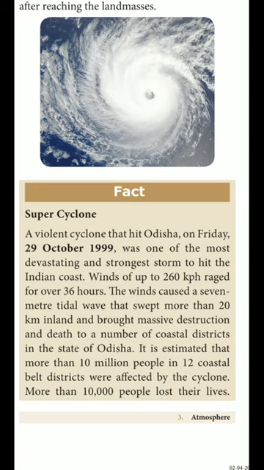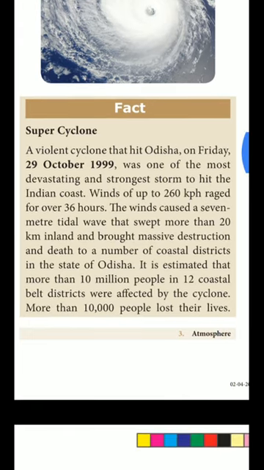Somebody may ask a one word question. It was the violent cyclone that hit Odisha on Friday, 29th October 1999. The winds caused a 7 meter tidal wave that went up more than 20 kilometers inland and brought massive destruction and death to a number of coastal districts in the state of Odisha. In 1999, 12 coastal belt districts were affected by this super cyclone, and more than 10,000 people lost their lives.